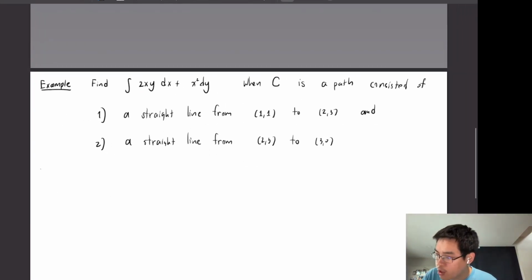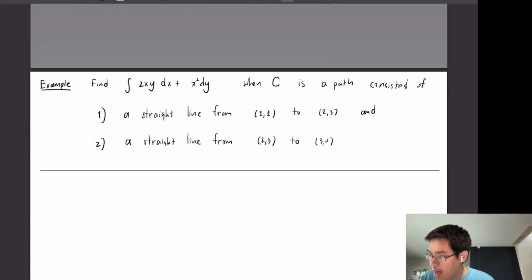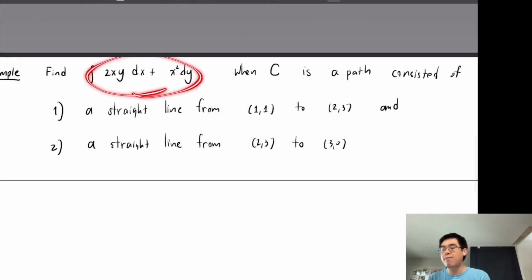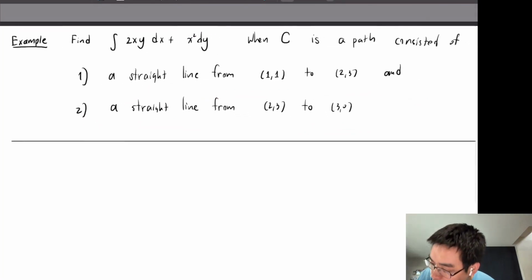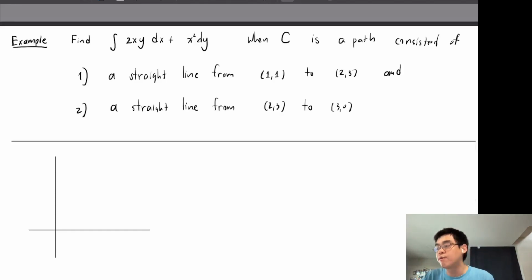Okay, so let's do this one. We're going to do a line integral, and this is a form that we talked about last time. Something dx, something dy, and then we have a path that consists of two straight lines. So instead of reading out loud what it is, let me draw a picture. This path consists of two parts.